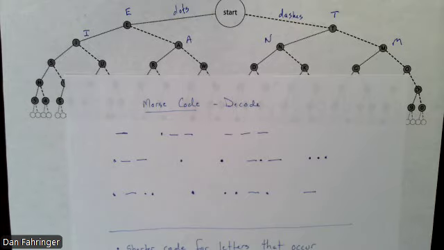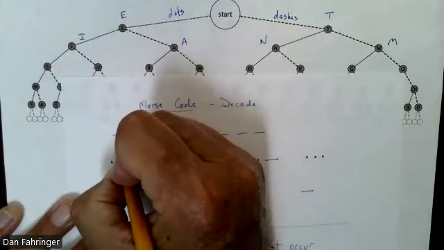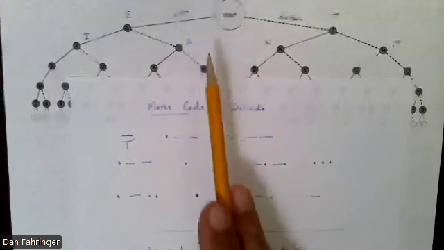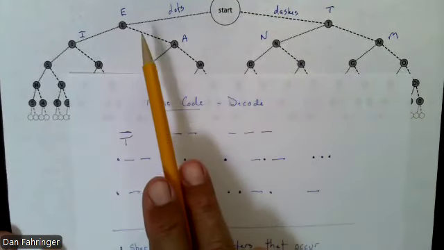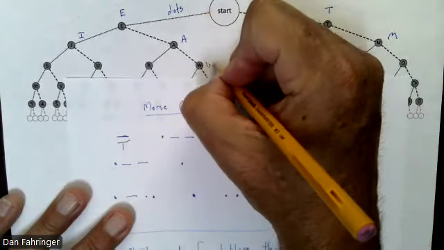Yeah. I know what the dash is. The dash is up here. The dash is T. A dot, dash, dash. That bad boy is actually a W.